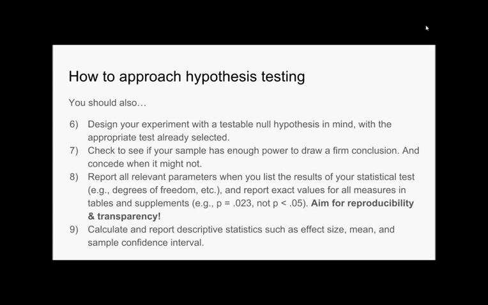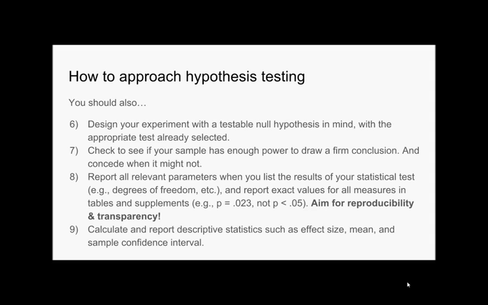Additionally, you should be reporting all the relevant parameters of your statistical test. So this includes degrees of freedom and the type of test statistic, the exact value of the test statistic, and the exact value of your p. So, for example, that means saying p of 0.023, not just that p is less than 0.05. And that's because it's really important so that other people, such as reviewers or just readers, can make a judgment about the data that you presented for themselves.